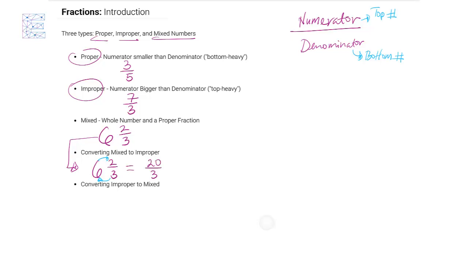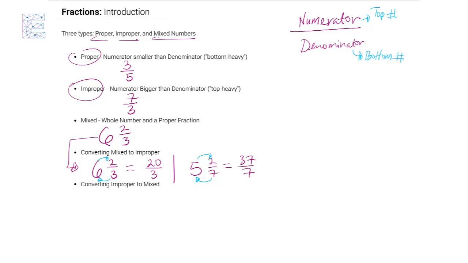20/3. Let's do another one just for practice. So we have 5 2/7. Once again, we'd be multiplying these 2 digits and whatever their product is, add it to the top number here. So 5 times 7 is 35. 35 plus 2 is 37/7.